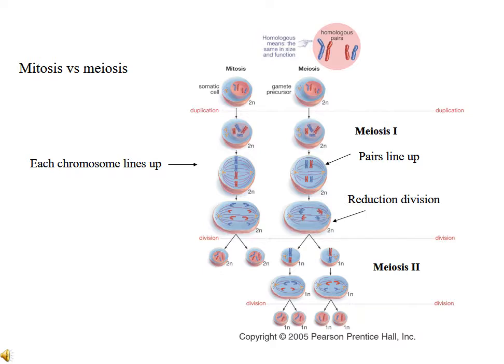Whereas in meiosis, we start off with 2N. In meiosis 1, we go through a process of reduction division. We go from 2N to 1N, so that all of our gametes end up with half of the genetic components. So we start with 2N, we end up with 1N. So all gametes have half of the genetic components.